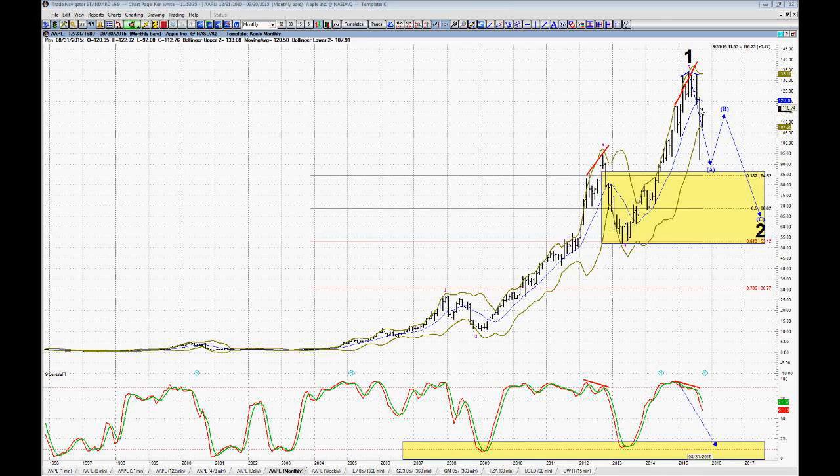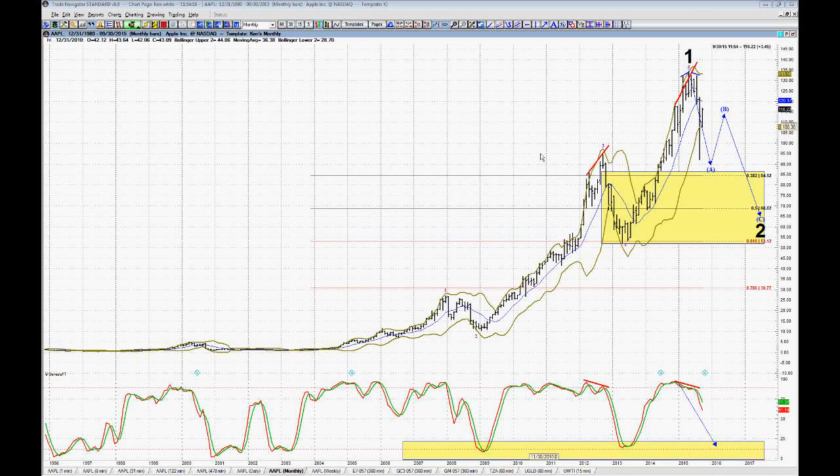B typically moves 50 to 75% back against the size of A. Apple peaked at 132, it went to 92, that's 40 points. 50% would be 20. That'd be 112. It's a little bit above that. 122 would be the 75% retracement. It actually could get up to 122 again. If it gets much above 122, odds are it's not a B wave. It might be 1, 2, or some other, or maybe B is going to be irregular and come up and make a new high before C.